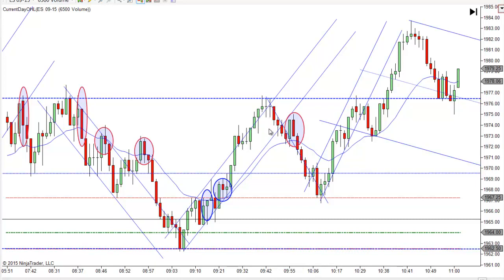And of course, we overshot it here, and a lot of times when you get an overshoot, especially on a range day, we can't break through that range.